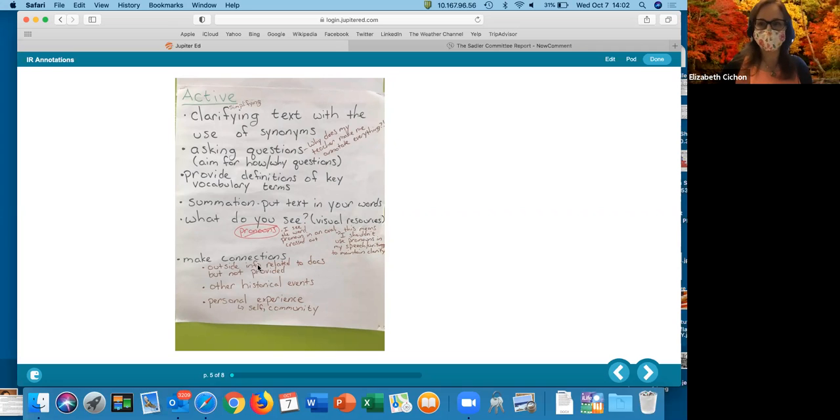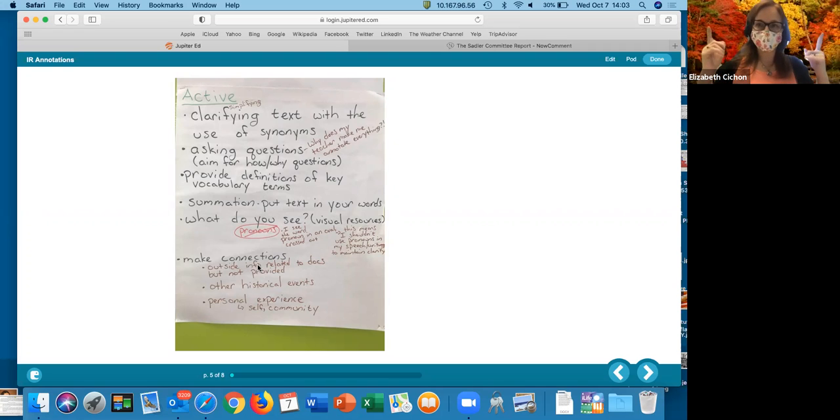You have to be able to make connections. And one of the things that you guys tend to do is edit yourselves. You don't validate your own knowledge. If you are reading a document and you have outside information that relates, connect that. If you know something about industrialization or the Industrial Revolution, connect that to the document. If you can make a connection to another historical event or current events, make that connection.